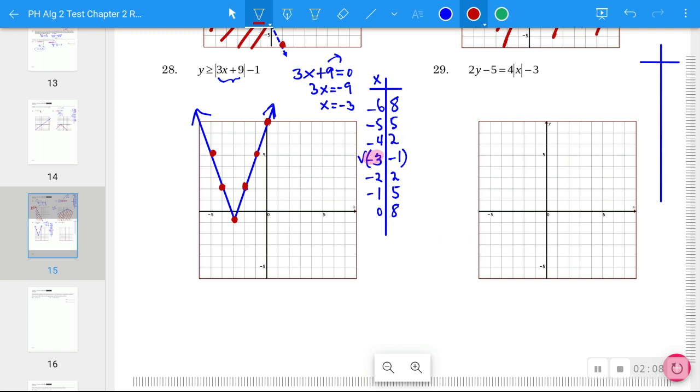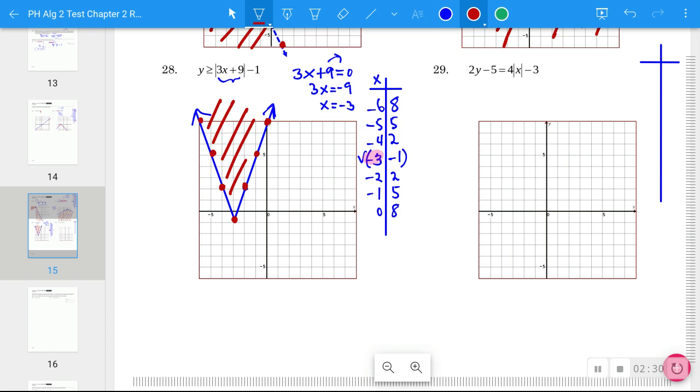and negative 6, 8. Now we have in the front here a greater than or equal to sign. That means we're going to have a solid border and we're going to shade above the V. So that region right there is the shaded region that corresponds to that inequality.